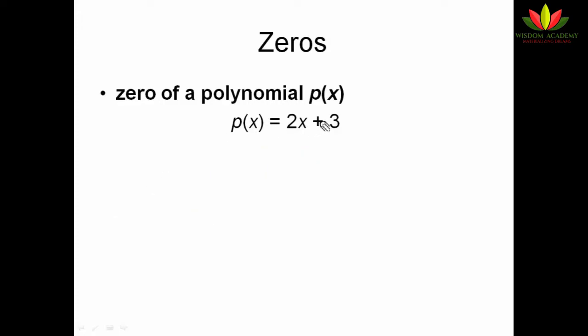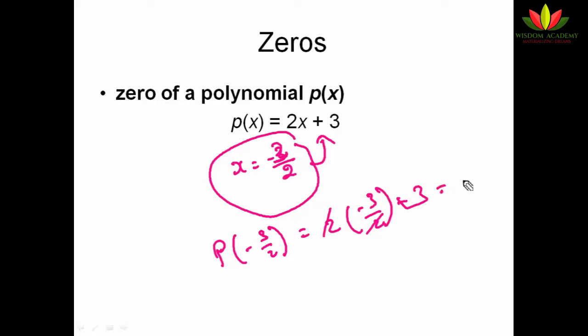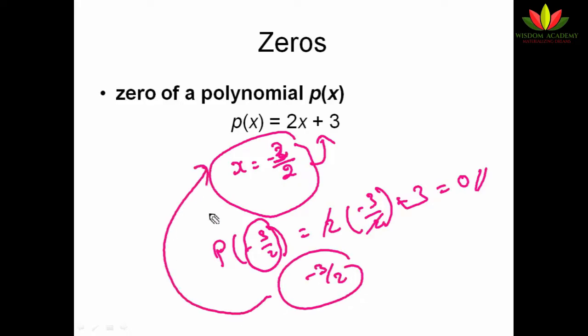P of x is equal to 2x plus 3. I will make x equal to minus 3 by 2. If I substitute minus 3 by 2 in this equation, that is p of minus 3 by 2, what I will get is 2 into minus 3 by 2 plus 3. So the 2s get cancelled, and minus 3 plus 3 will be 0. So minus 3 by 2 is known as the zero of this polynomial.